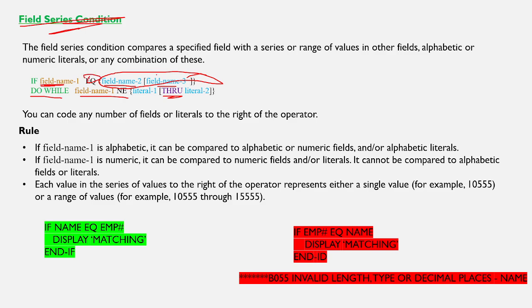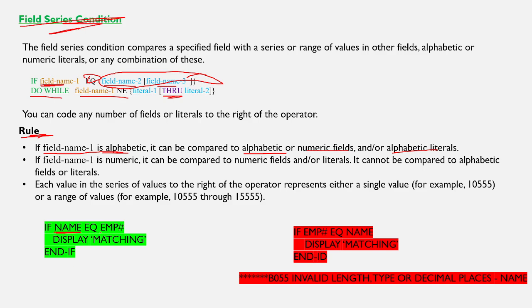So at the right side we can give any number, but here we have some rules. If field 1 is alphabetic, like in this example we have name, which is alphabetic, it can be compared with an alphabetic or numeric field or an alphabetic literal.